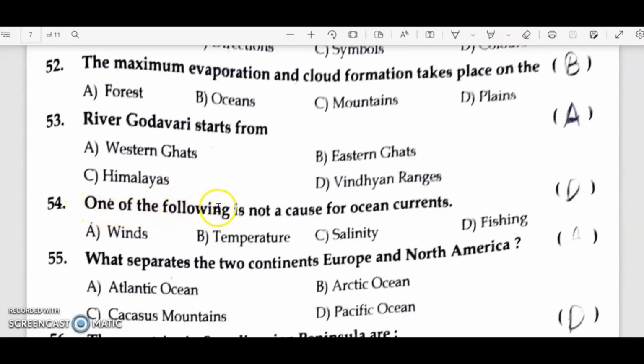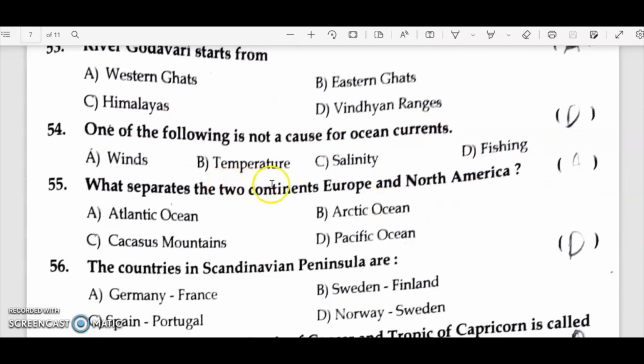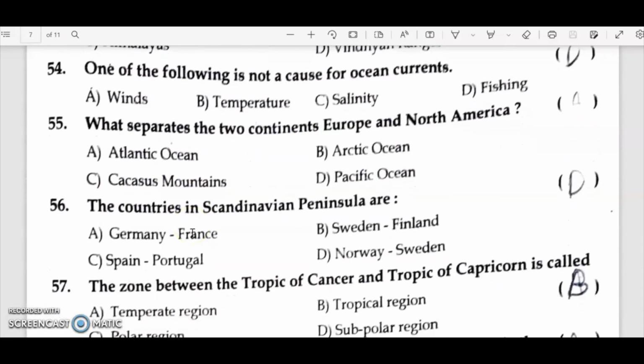One of the following is not a cause for ocean currents. D. Fishing. What separates the two continents, Europe and North America? A. Atlantic Ocean. The countries in the Scandinavian Peninsula are D. Norway and Sweden.